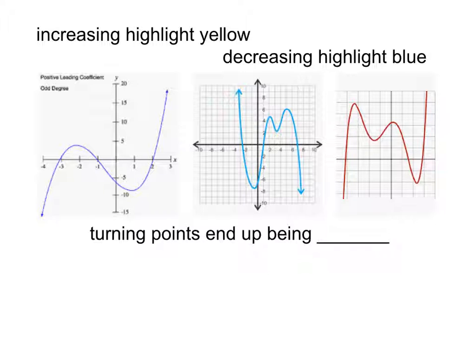So again, we're going to start over here, the very leftmost point on my graph. And this one, we're going to start by going up, up, up, up, up, and then we hit the top. Once we get to the top, we're going to start decreasing down, down, down, down, down, until we hit that lowest point, and then it turns and it goes up again, and it's increasing.